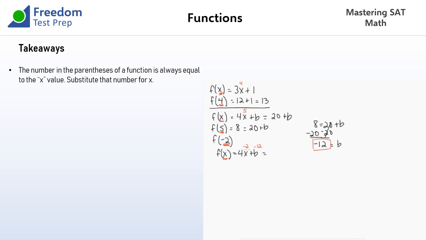We've got 4 times negative 2 is negative 8. We've got b is negative 12. So this together is going to be negative 20. That's our answer.